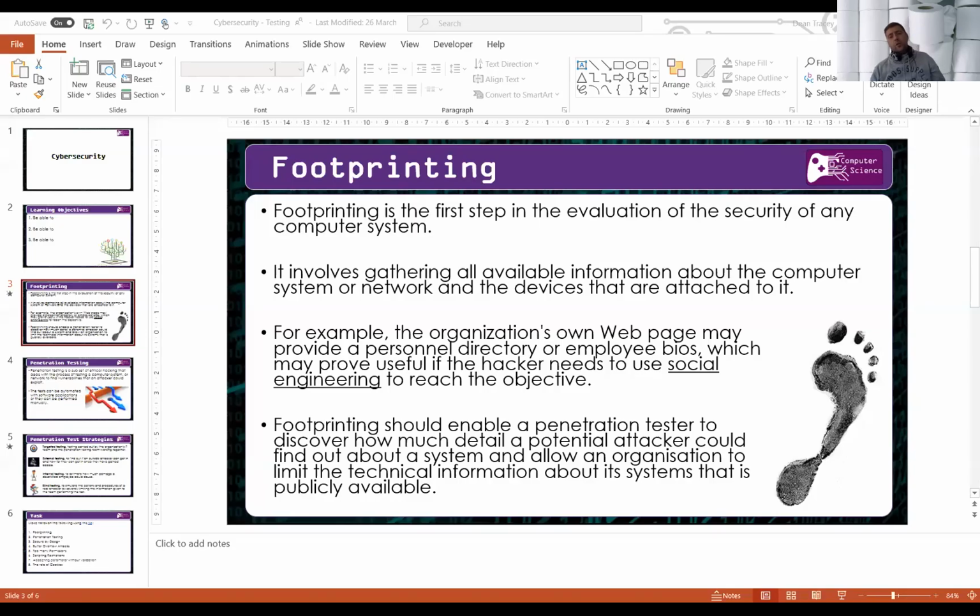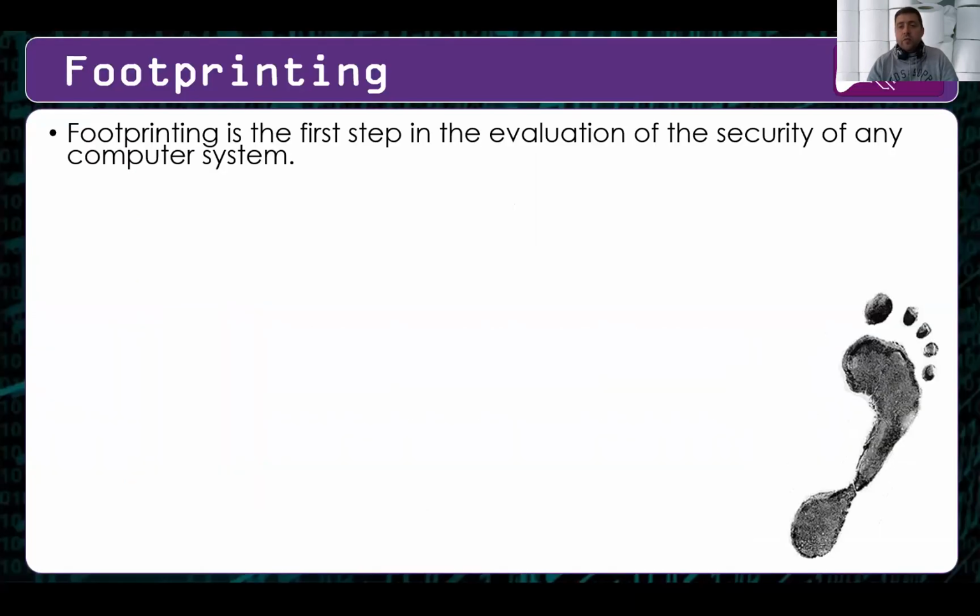There we go. Okay, so this is actually a question that people struggle on when it comes up in an exam. I think it's something that they just easily forget, so it might be something we need to go back over again. So in order to make sure that a computer network is secure, there's lots of different things that can be done. So the first one is something called footprinting, and this is normally the first step in evaluating the security of a computer system.